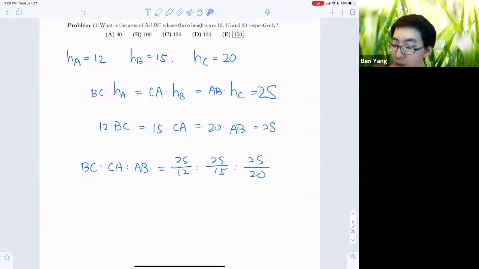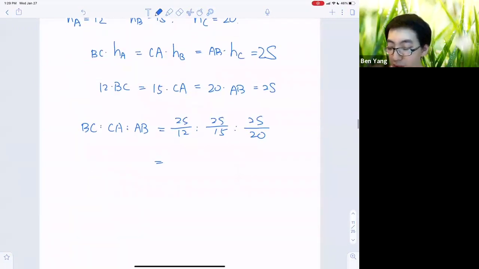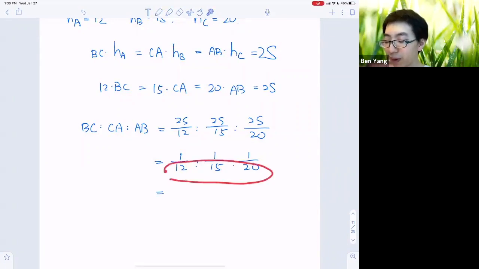Then we can simplify the ratio. First of all, they all have 2S, so they just cancel out. The ratio is just 1 over 12, 1 over 15, and 1 over 20. Then we can multiply everything by the least common multiple of those three denominators, because we definitely prefer working with integers over fractions.